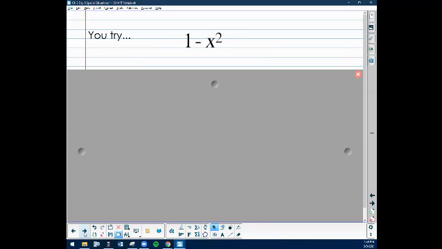Last one I want you to try. Now this one is a little confusing, but 1 is a perfect square.